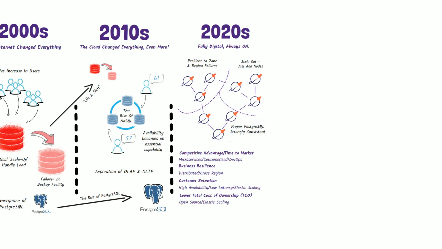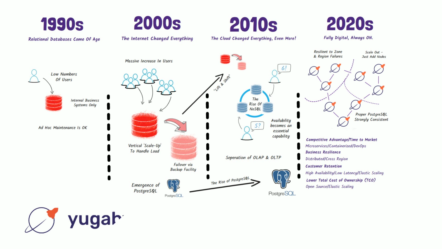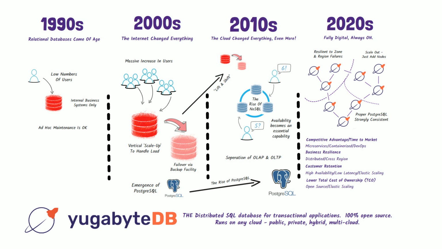So really it's these four things: time to market, business resilience, customer retention, lower cost of ownership, that is driving people that are adopting microservices for the application layer to also look at Yugabyte to deliver a cloud native, strongly consistent, transactionally integral database technology for the data layer.